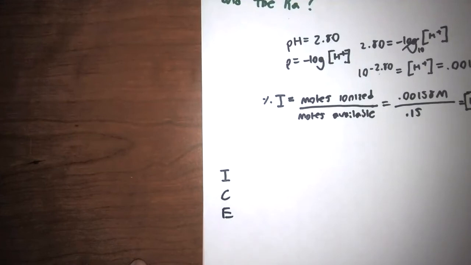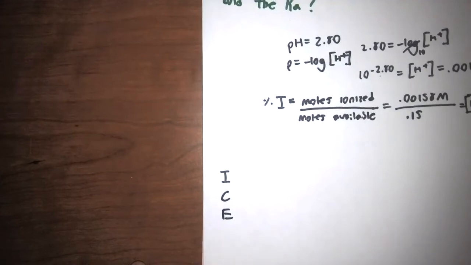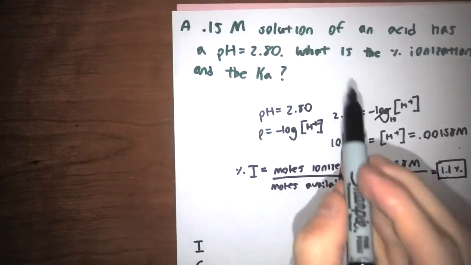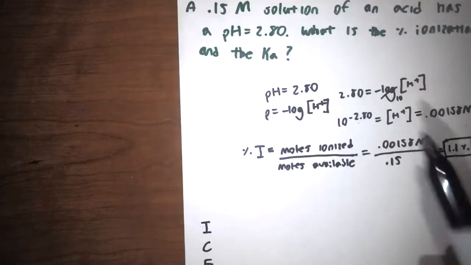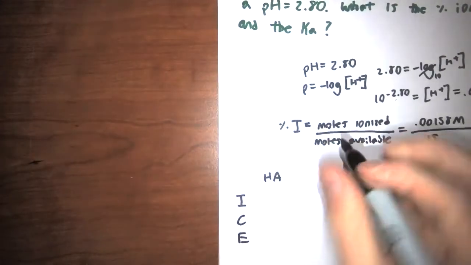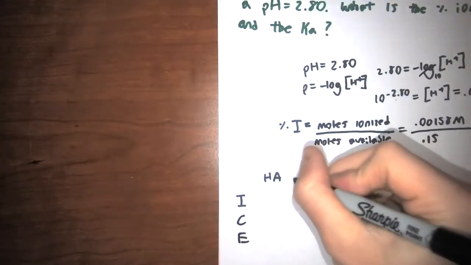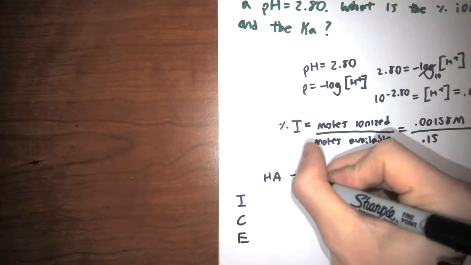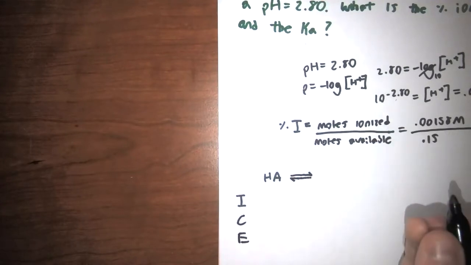Okay, what do I have on my reactants? A 0.15 molar solution of an acid. We don't know what acid, so we can just write HA, or you could write acid here. Either one will work. Plus water. Again, water doesn't do anything in equilibrium, so we're going to leave it out.